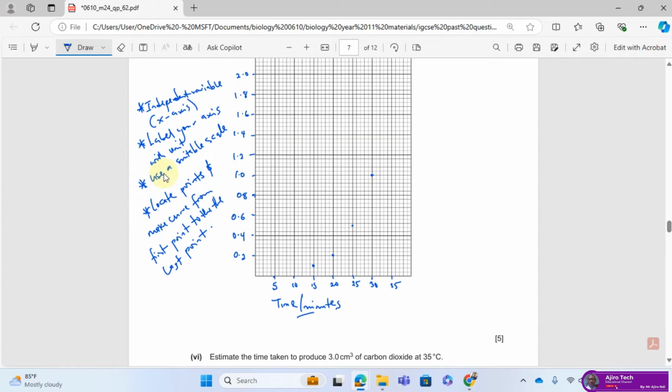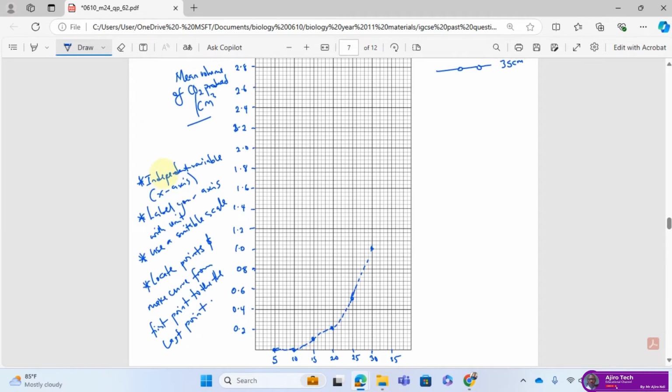So that's the graph for 25. So we just join the line like that. You can make it clear cut. Okay, so we have this, we have this, and we have this. So that's our first curve at 25.